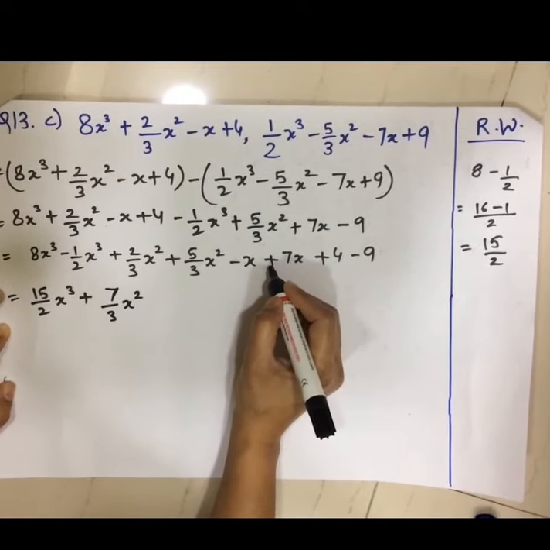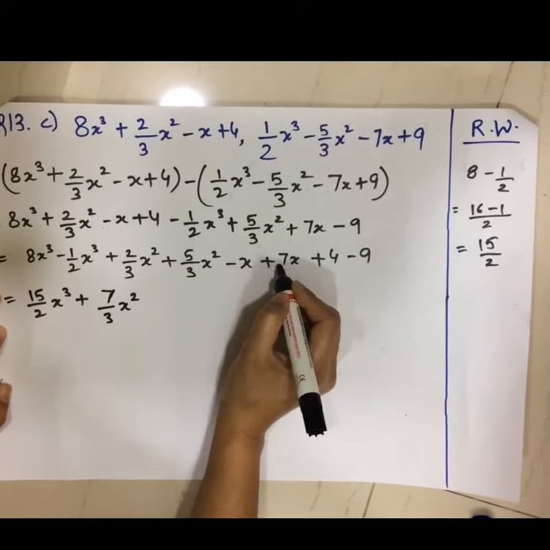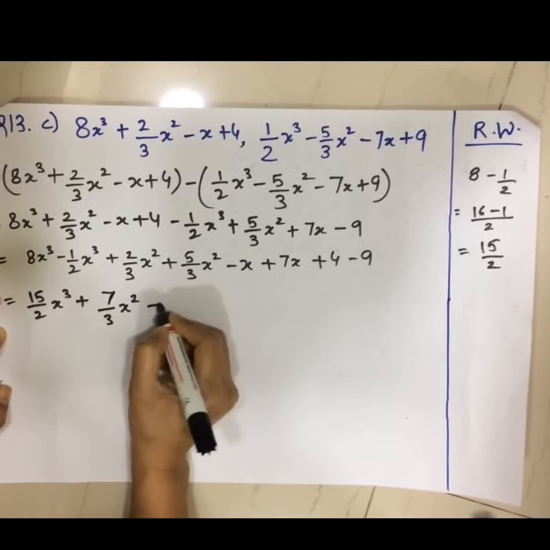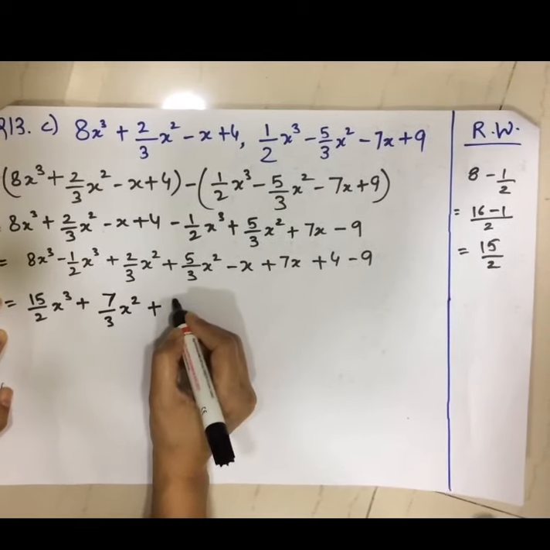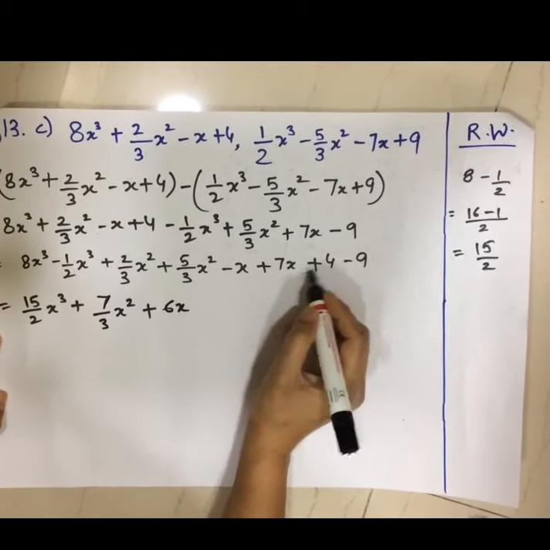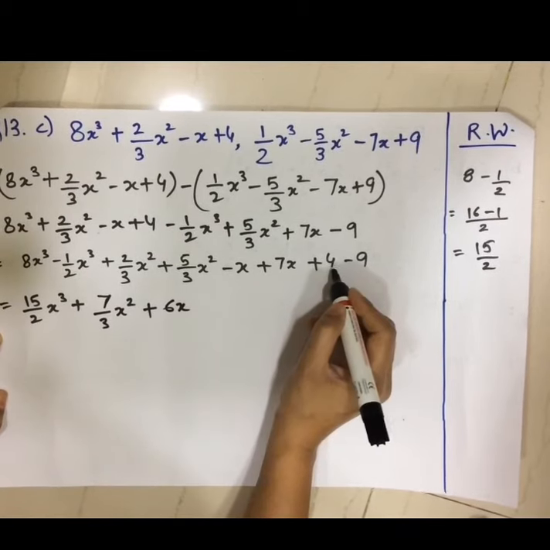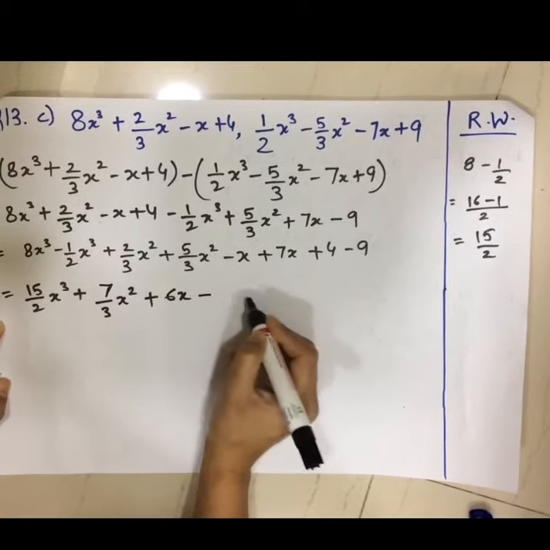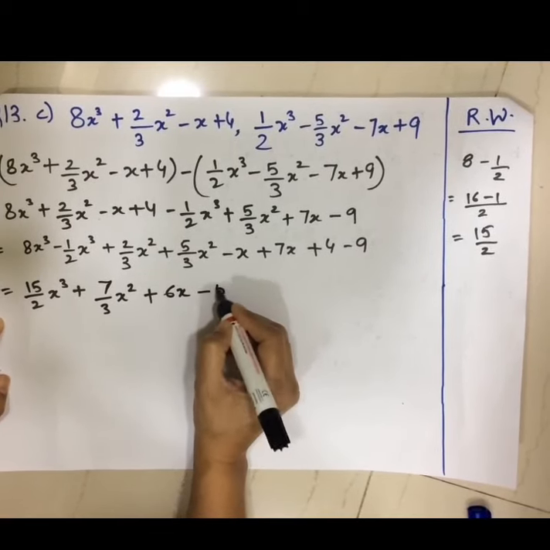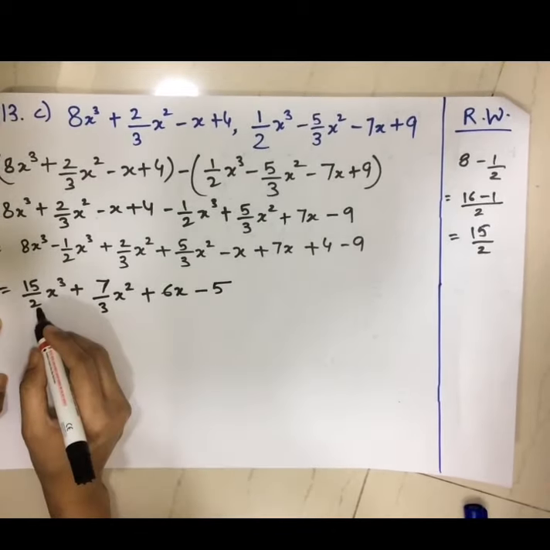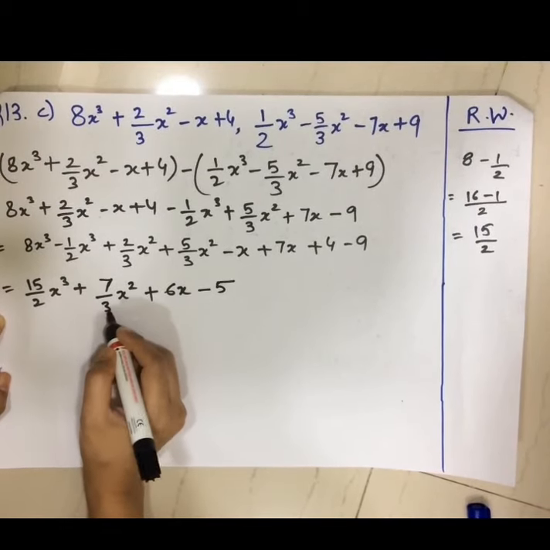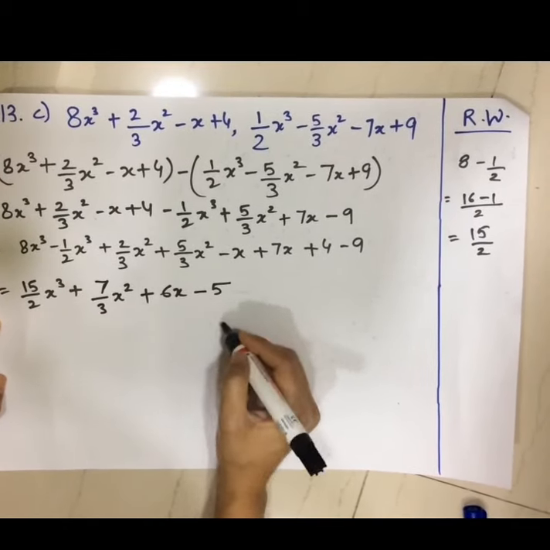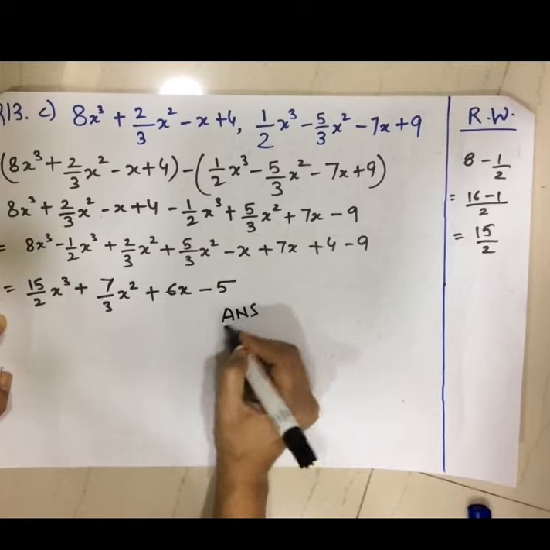Minus and plus is minus, but 7 has a greater sign, so we put plus, and 7 minus 1 gives us 6, so it is 6x. Plus 4 and minus 9, again it's minus, and 9 is the higher number, so we put minus here. 9 minus 4 gives us 5. So we have 15 by 2x cube plus 7 by 3x square plus 6x minus 5. This is our answer.